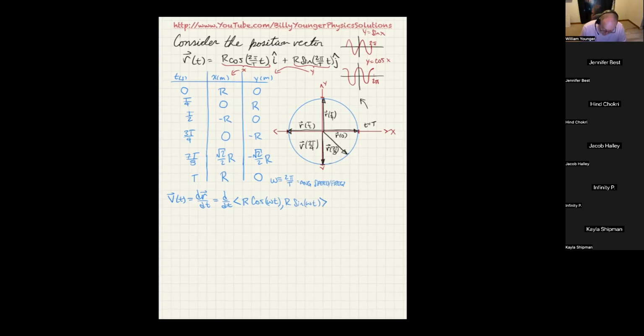So now your job would be to say r times d by dt of cosine omega t, but you've got to remember to use the chain rule. And this one will become r d by dt of sine omega t. But again, you've got to use the chain rule. So can anybody tell me what the x component is going to be?